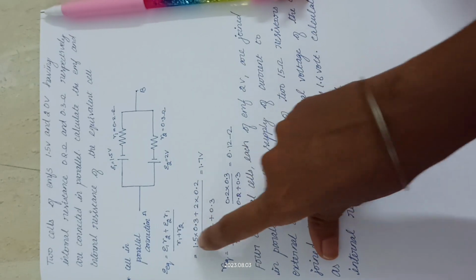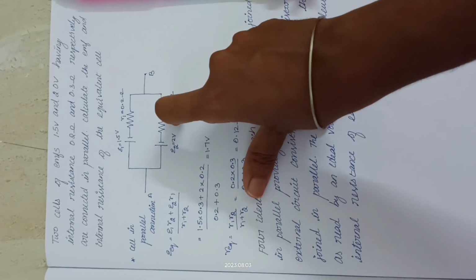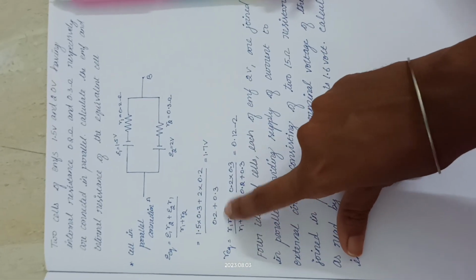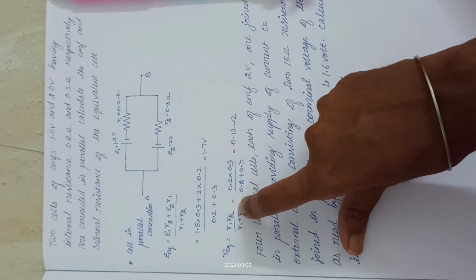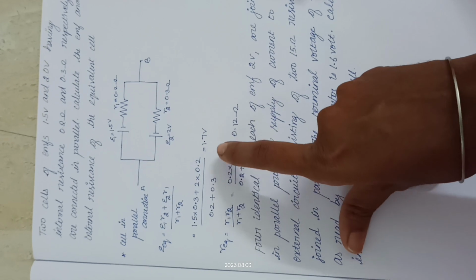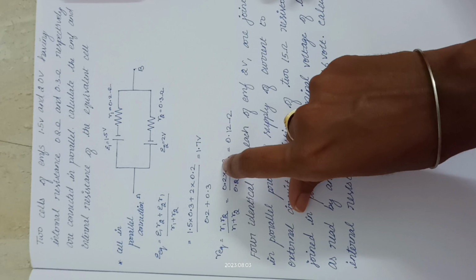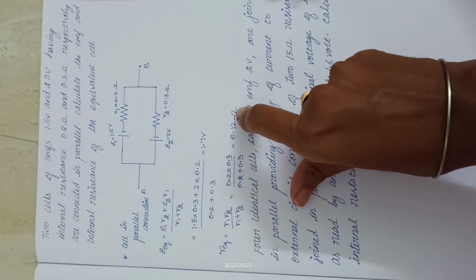So what is the formula for internal resistance? Here the resistances are connected in parallel. So the formula is R1 R2 by R1 plus R2. This is the formula for resistance in parallel connection. After this we have to substitute R1 and R2 in this equation. Then solving, we will get 0.12 ohm.